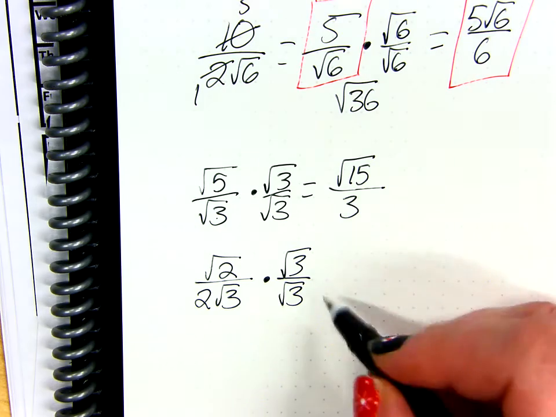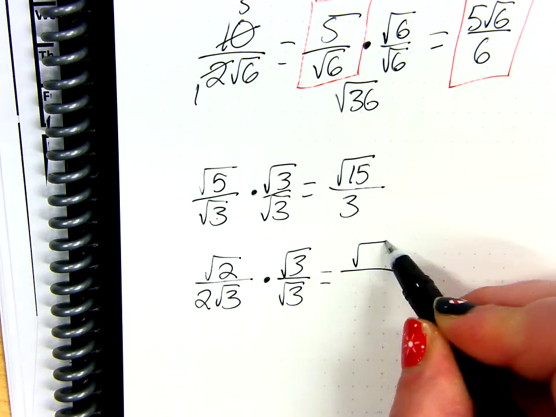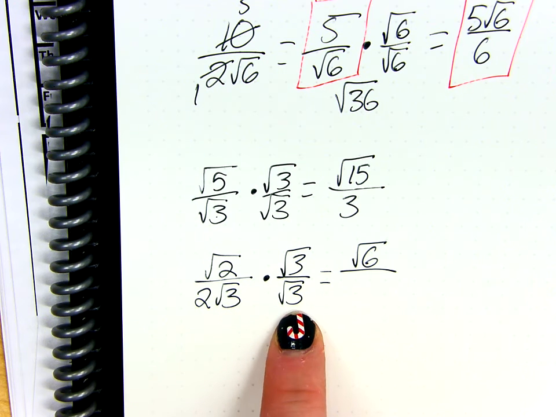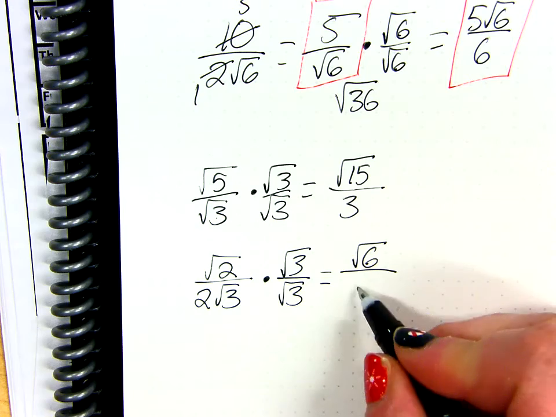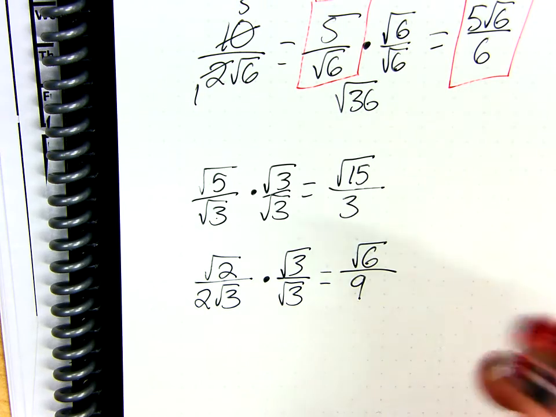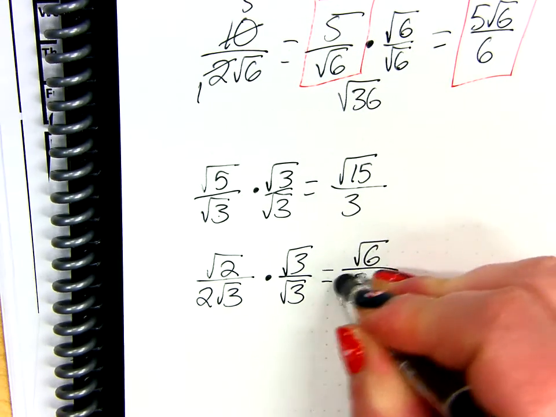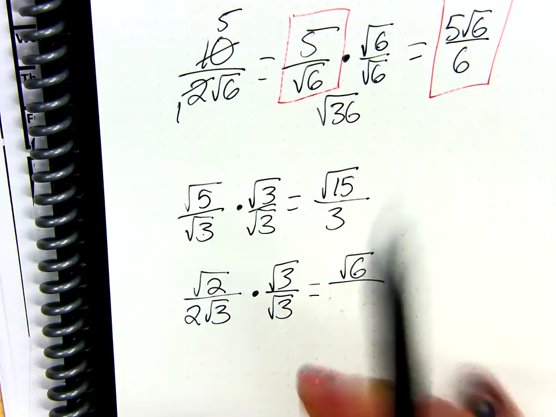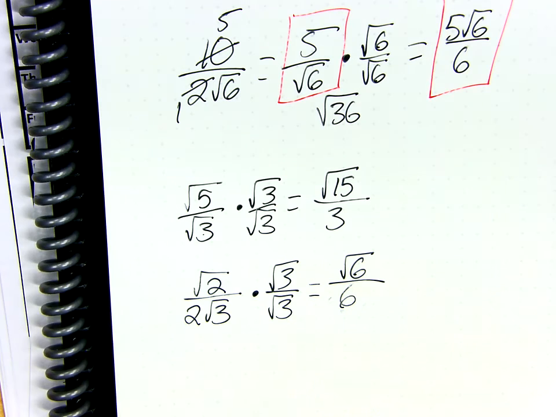So what's my new numerator? Square root of 6. Over 6. Yeah, over 6, right? Because square root of 3 times square root of 3 is square root of 9, which is just 3. 2 times 3 gets me 6. Just kidding around. Six. And then can I reduce those? No. No, because one's in, one's out.